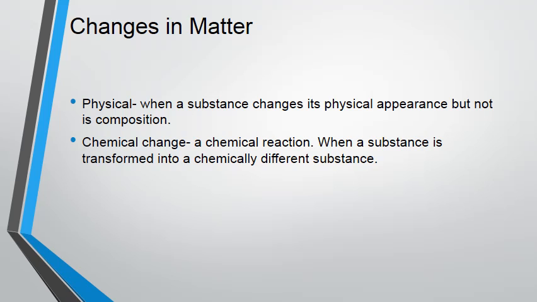When we're talking about a chemical change, it's a chemical reaction. If you can write it as a chemical reaction, then it's a chemical change, by definition. So when a substance is transformed into a chemically different substance, so if you take hydrogen gas and you take oxygen gas and you burn them to form water molecules, you have gone through a chemical change. It's no longer hydrogen and oxygen, it's now water. And it's a chemically different substance. Has new properties, new composition.